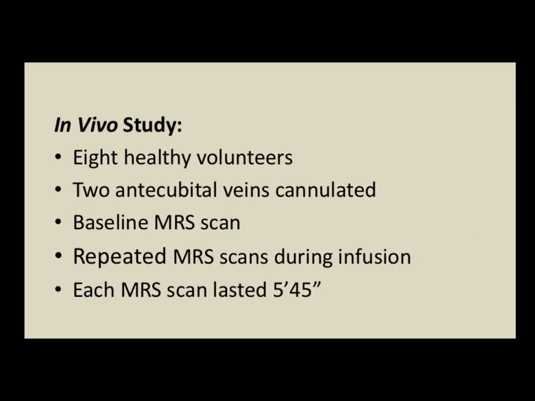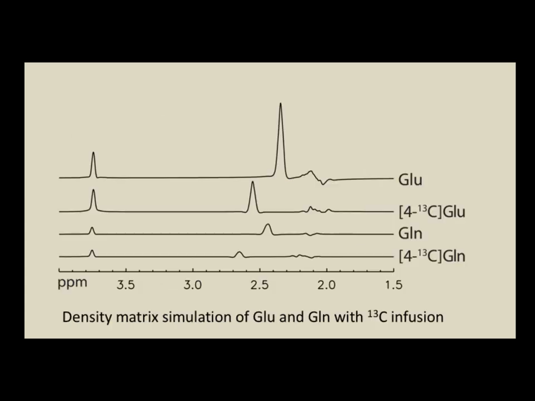So we scanned 8 healthy volunteers. For each volunteer, we do a baseline MRI scan without any infusion of carbon-13. Then we started the intravenous infusion of carbon-13 labeled glucose. During the infusion, we scan repeatedly to get a time course. Each scan lasts under 6 minutes. So let's see how it works.